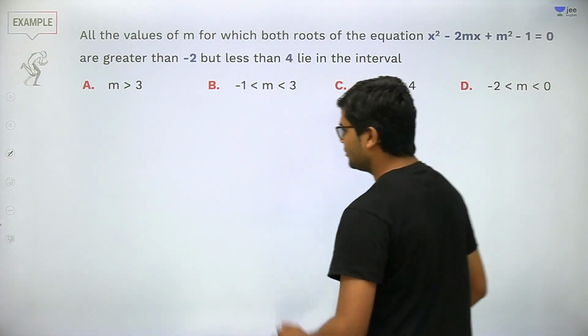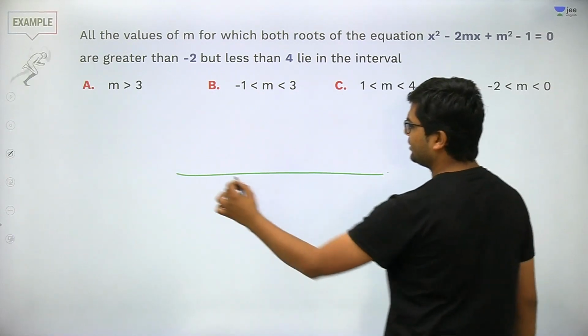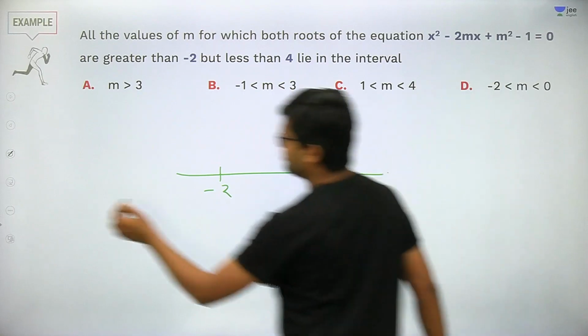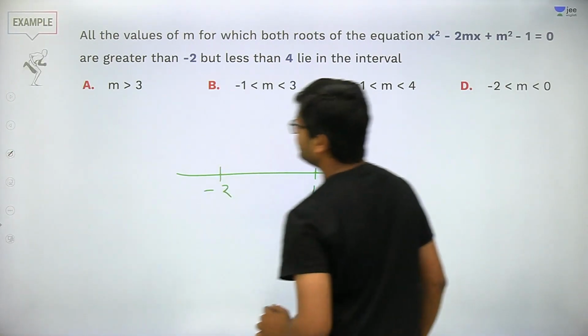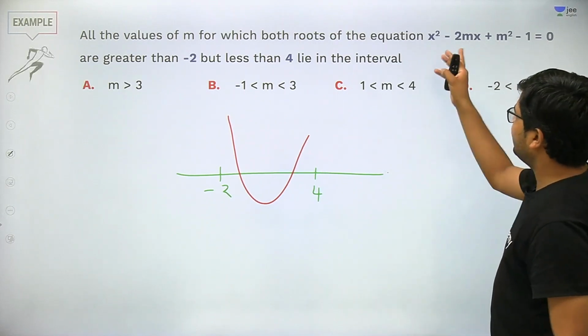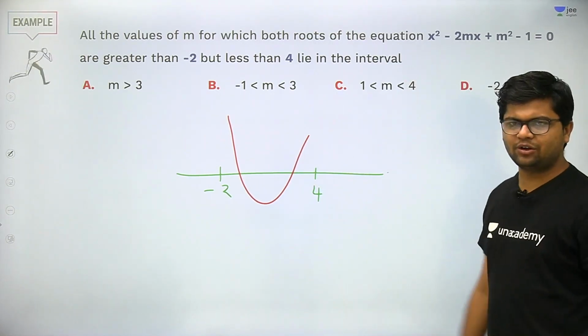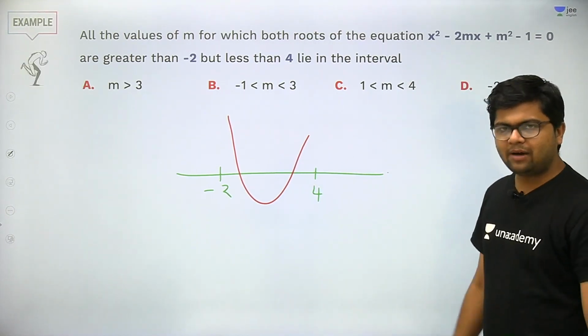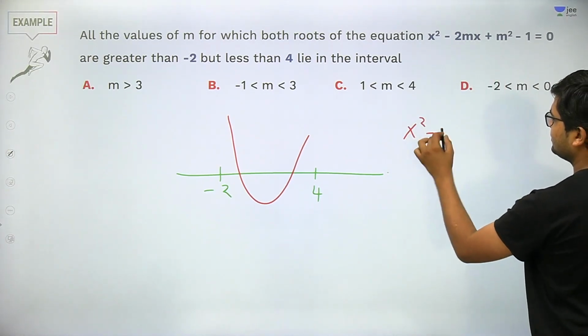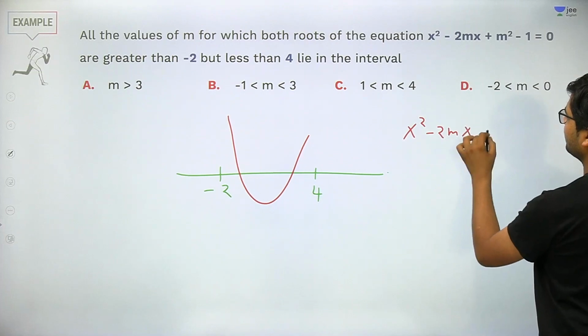Getting my point? So if you want to do it by location of roots, there is no problem in that. These are the locations, minus 2 and 4. It is saying that both roots are greater than minus 2 and less than 4. Quadratic is facing upward, there is no issue in doing that. That is okay with everyone. But there is also another way to solve it, because this quadratic is very beautiful.